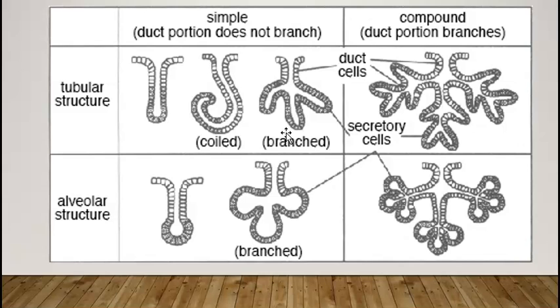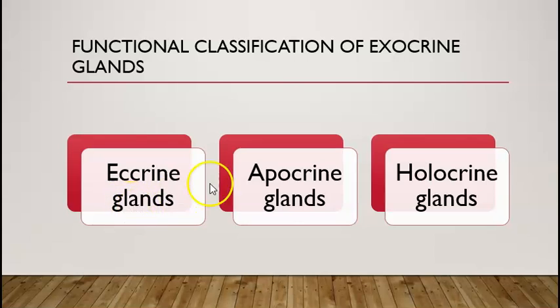Now, based on the functional classification of glandular epithelium, that is, the mechanism by which these secretions are secreted out, the exocrine glands are divided into three: eccrine glands, apocrine glands, and holocrine glands. So in glands, imagine in a cell, these ribosomes synthesize secretions which enter the endoplasmic reticulum, where they are processed, stored, and packaged by the Golgi complex, and they are released from the cell in secretory vesicles.